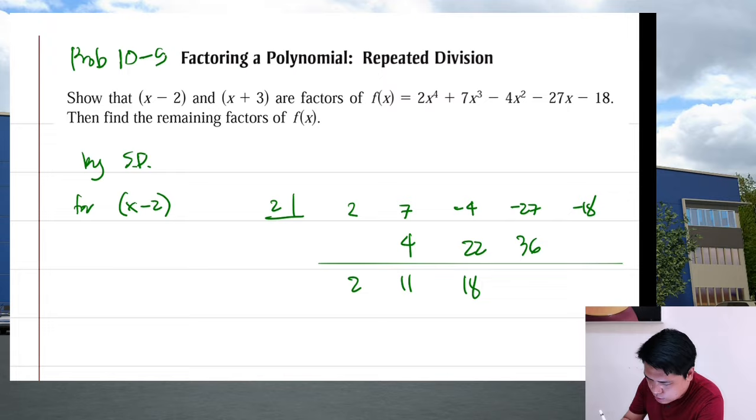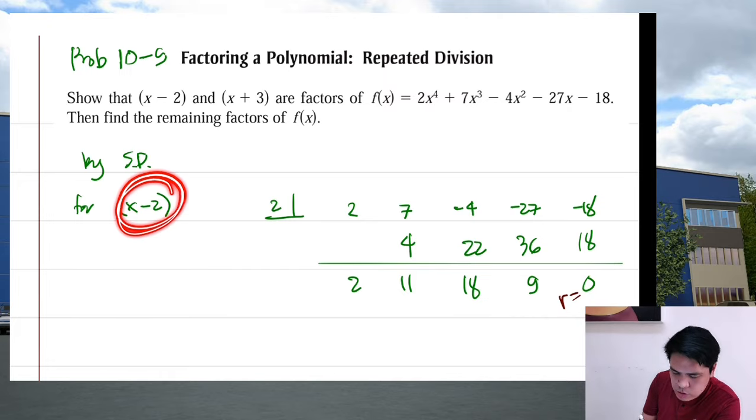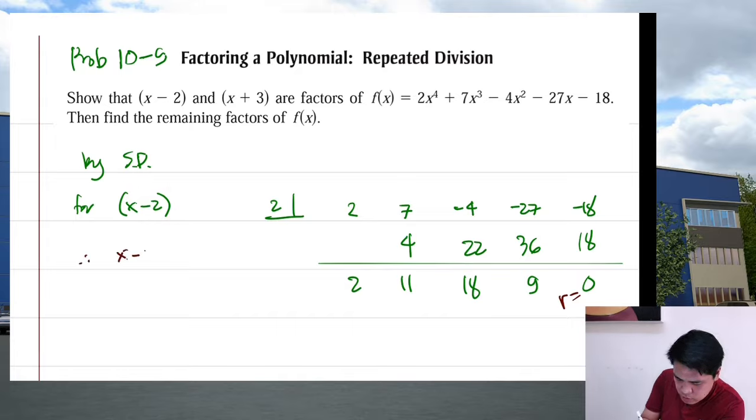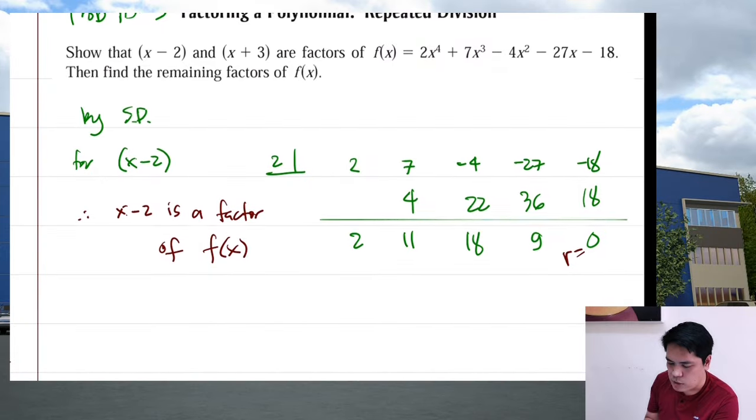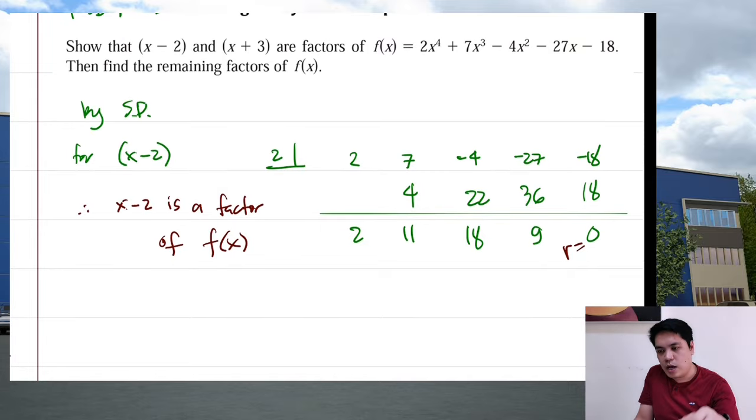Then we add, what is the answer here? 9. That would be 9 times 2, that would be 18. The result is 0. I mean, the remainder is 0. So therefore, x minus 2 is a factor of f of x. Meaning synthetic division is very useful in factoring polynomials of higher degrees.